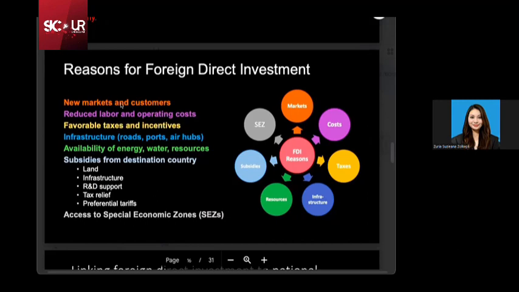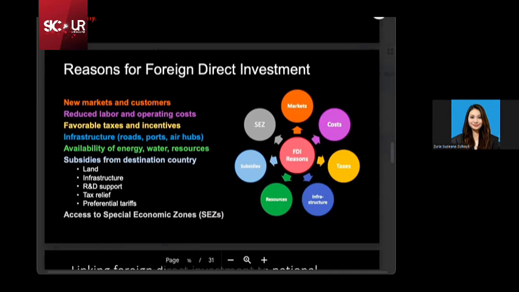So you can see here: new market, reduced labor costs, taxes, incentives. All of this is actually combined. So new market and customers is under economic, right? And then reduced labor and operating costs, also economic. Favorable taxes and incentives can be political, it can be economic. Then infrastructure, availability of energy, water resources, subsidies from the destination country, and access to special economic zones. Okay, so I'm just going to explain more.